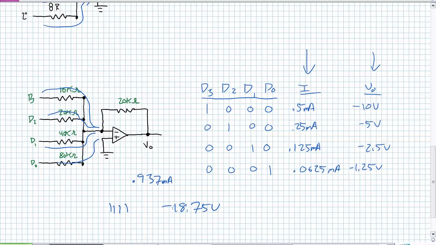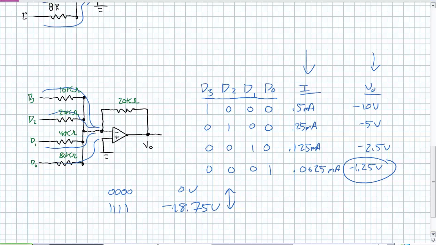What's my output when I have all 4 zeros? Well, the answer is obviously 4 zeros, 0 volts out. So you see what's happening here is basically I can represent digital data, quadruple 0 up to quadruple 1 in this range from 0 volts down to negative 18.75 volts. But what's my resolution? Okay, the answer is right here in 1.25 volt steps.